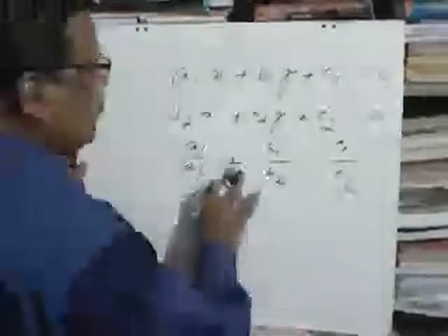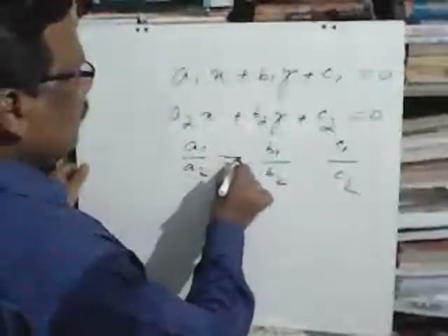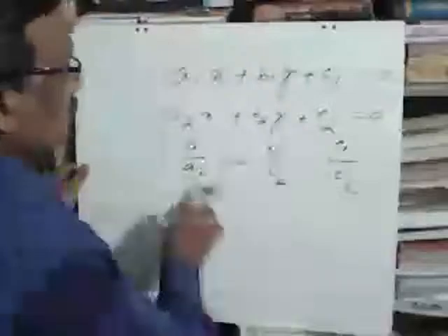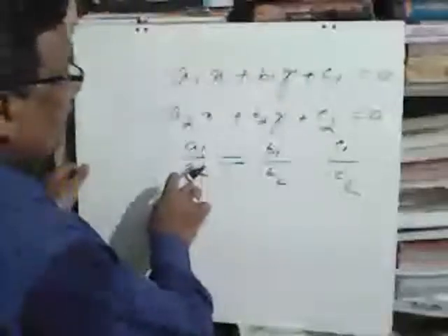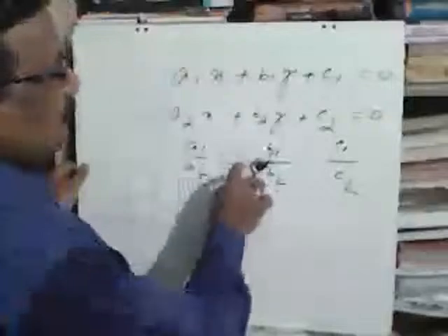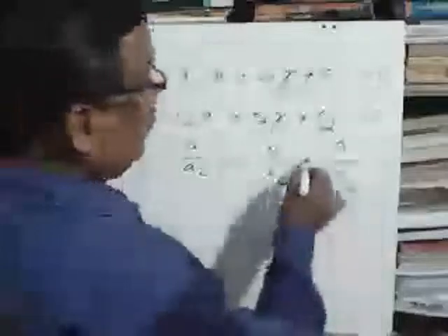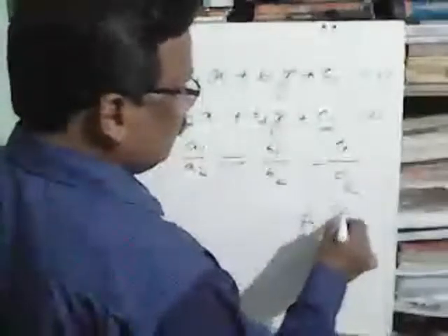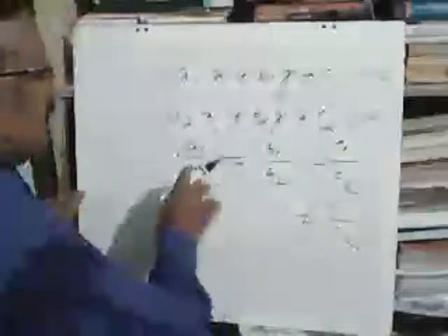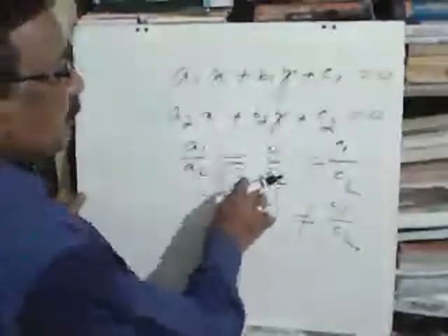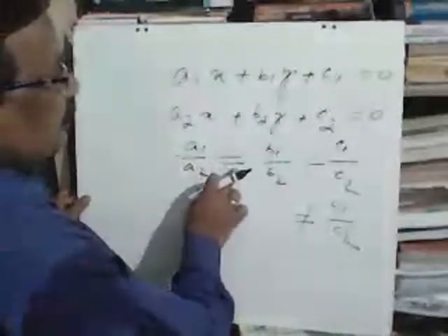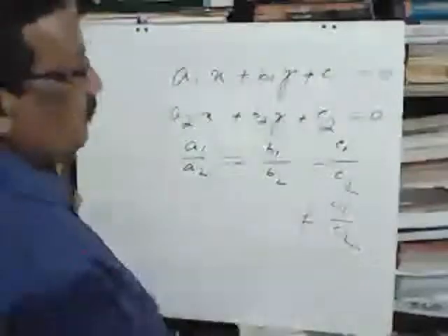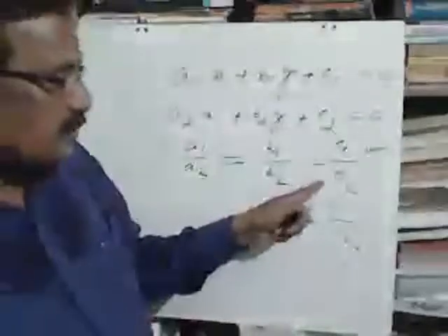Now suppose a1 by a2 is equal to b1 by b2. Suppose this condition holds. Then c1 by c2 is required. It may be equal, it may not be equal. If a1 by a2 equals b1 by b2 equals c1 by c2, then the lines are coincident to each other.